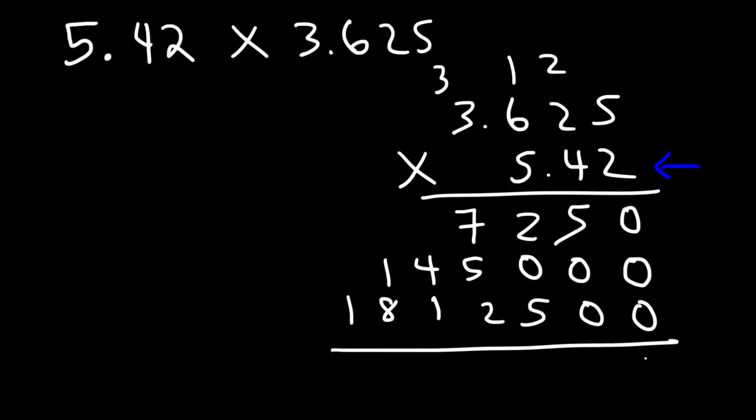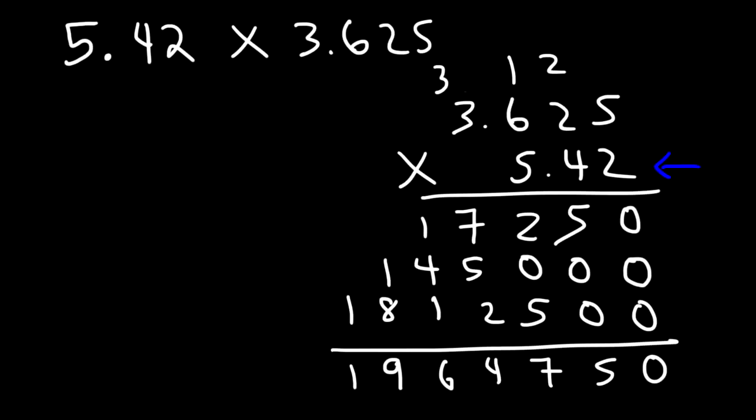Now let's add. So it's 0, 5, 2 and 5 will give us 7. And then 7 plus 5 is 12. 12 plus 2 is 14. 1 plus 4 plus 1 is 6. 1 plus 8 is 9. And then bring down the 1.